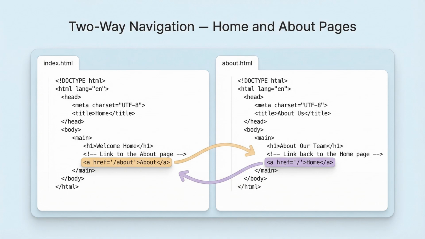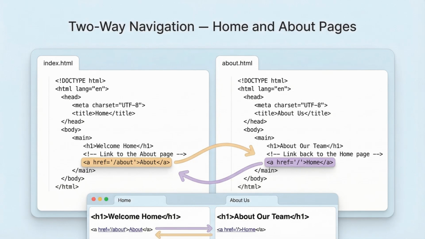Once you have the link from Home to About, you also need the return link, from About back to Home. On the About page, you add another anchor tag, this time with href set to just a /, which points to the root or home page. The inner HTML would say Home. Now both pages are connected to each other.